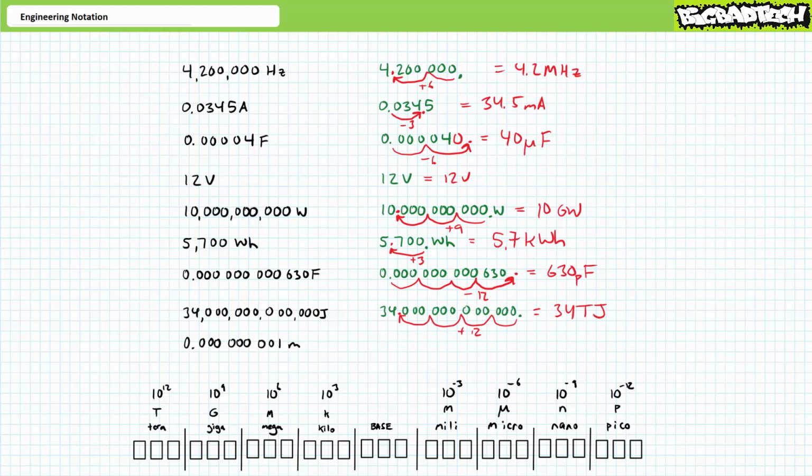Our next entry, 34 trillion joules, is more appropriately represented as 34 terajoules. Lastly, 0.000000001 meters is more appropriately represented as 1 nanometer. All right, if that last part went well, I hereby proclaim you marginally proficient in engineering prefixes.